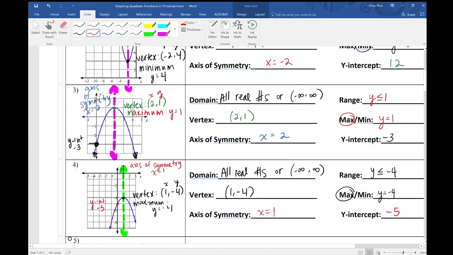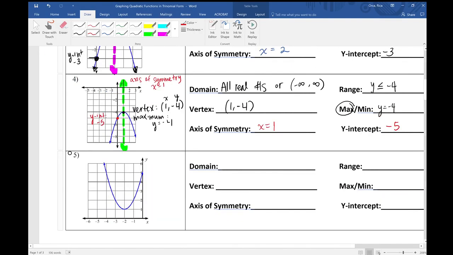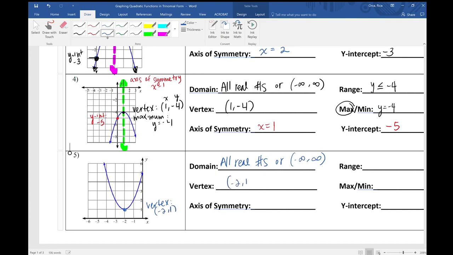Let's do one more problem. For problem number 5, our domain is all real numbers, or -infinity to infinity. Our vertex is at (-2, 1). And because the parabola opens up, we have a minimum.